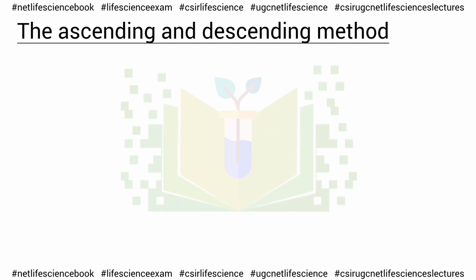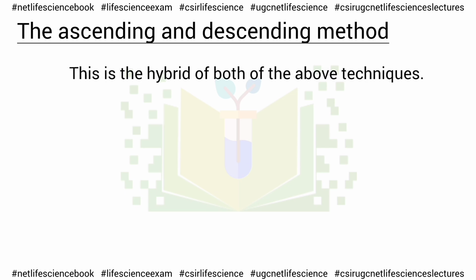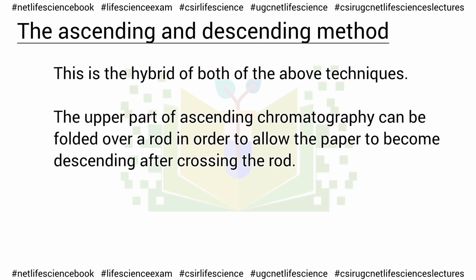The ascending and descending method. This is the hybrid of both of the above techniques. The upper part of ascending chromatography can be folded over a rod in order to allow the paper to become descending after crossing the rod.